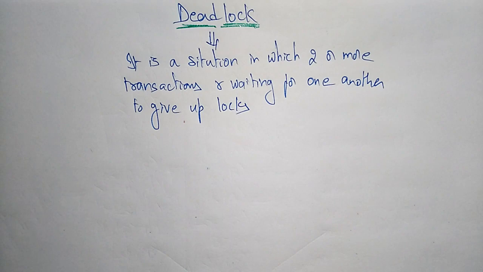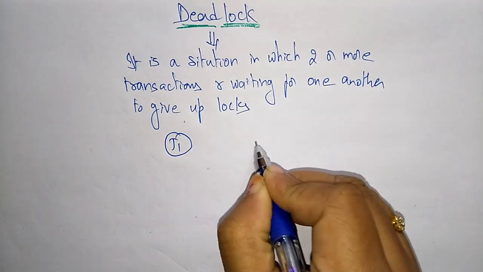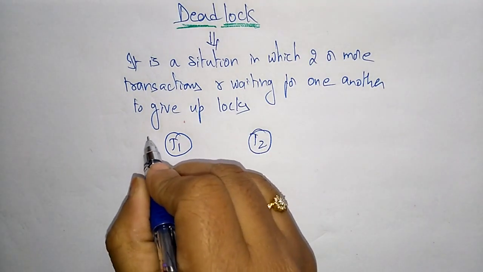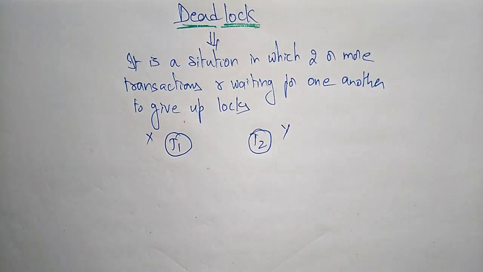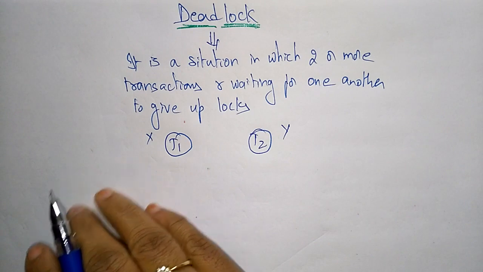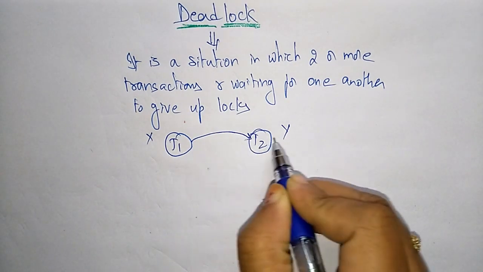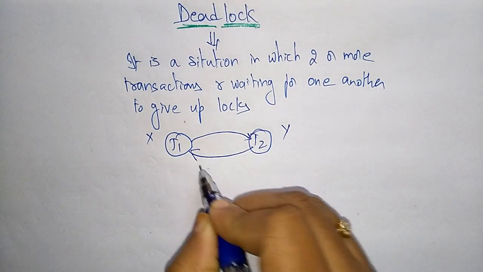Suppose two transactions are waiting for one another for lock sharing. Suppose here a T1 transaction is there and a T2 transaction is there. T1 holds lock X and T2 holds lock Y. T1 has done the operation on X and it wants to read Y, but Y is already held by T2. And T2 is waiting for X.